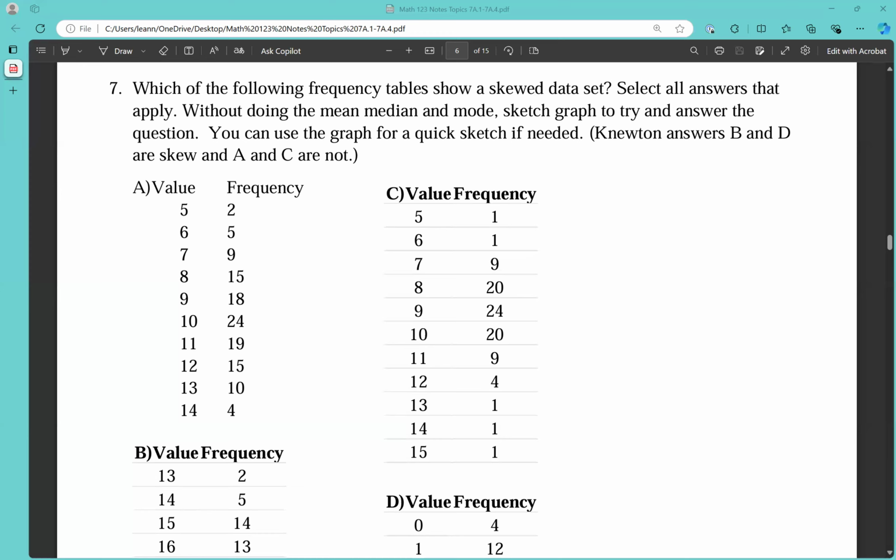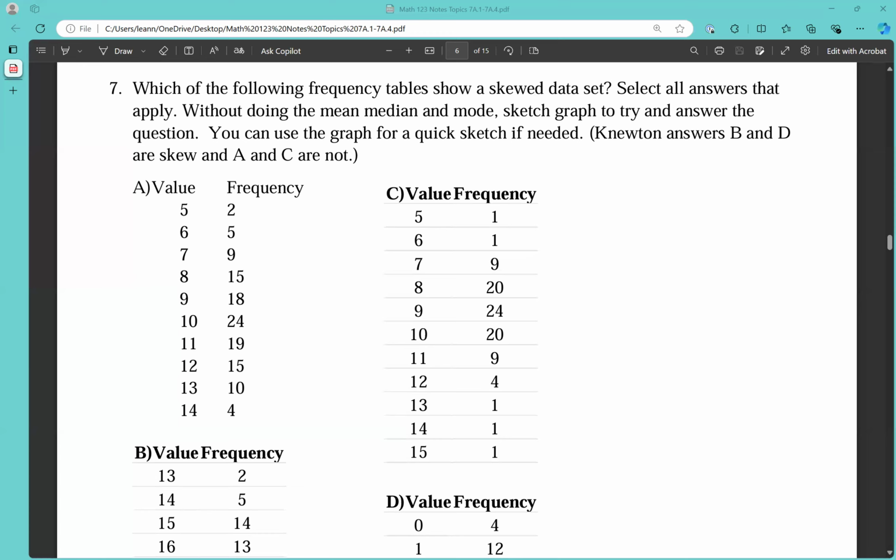9 went up to 18, so that's a little shy of 20, but a little over halfway. 10 goes up to 24, so just a little shy of 25. 11 goes to 19, so just a little bit higher than that 18 bar was. 12 goes to 15. 13 goes to 10. And 14 goes to 4. So what you'll see is that is a very symmetrical graph. So this is graph A.